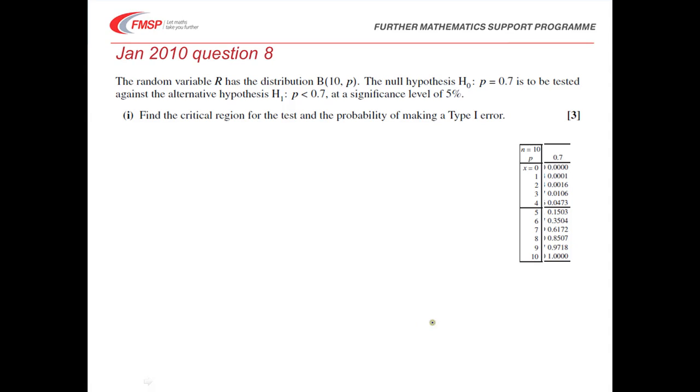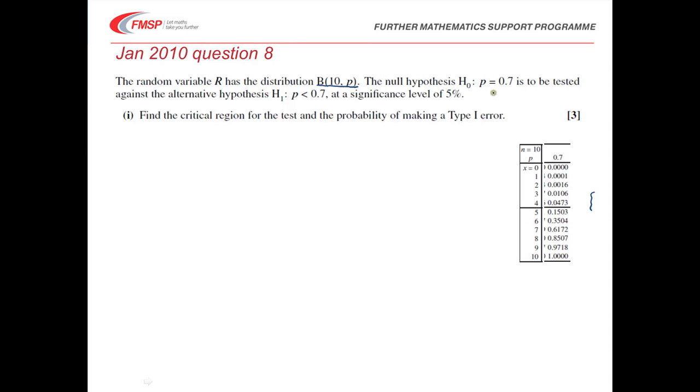So we've got a situation here, and again, I've truncated the table just to warn you. The random variable R has a binomial distribution. So you can be asked to use other distributions as well, not just the normal or Poisson, but this is about type 1 errors.